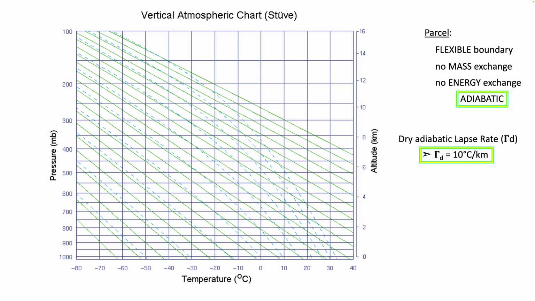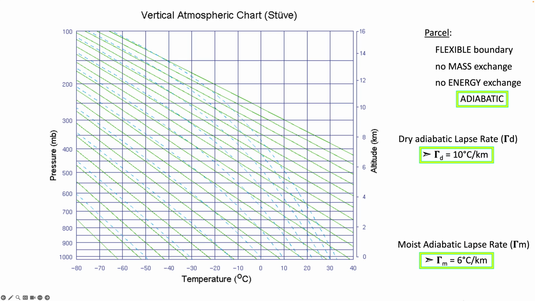What that means is that for every kilometer that you lift a dry parcel, the air inside of that parcel will cool by 10 degrees Celsius, which is about 18 degrees Fahrenheit. That's the dry adiabatic lapse rate. On the other hand, the moist adiabatic lapse rate, gamma sub m, is the rate at which temperature decreases in a parcel as it rises if the air inside of that parcel is saturated. And the moist adiabatic lapse rate is 6 degrees Celsius per kilometer.